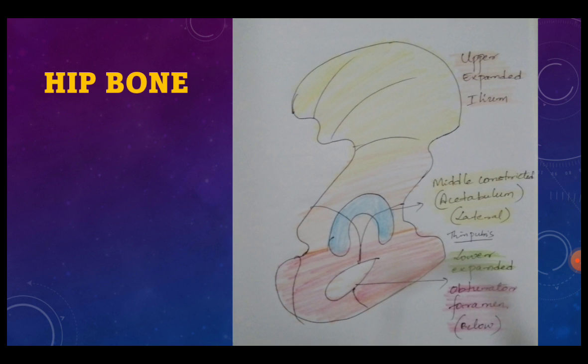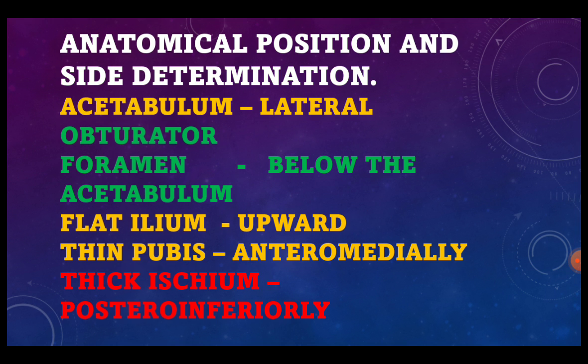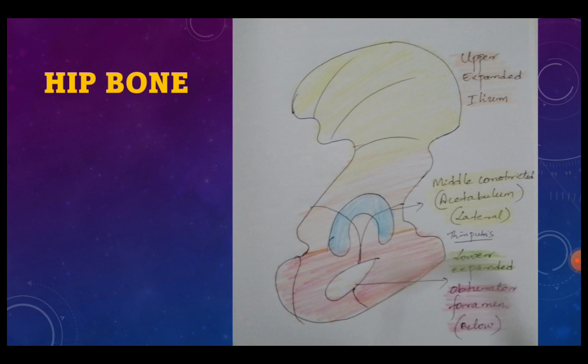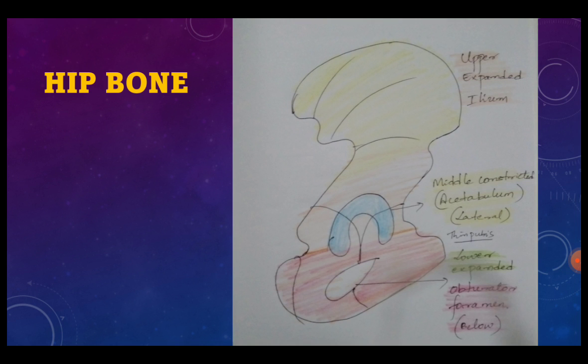And another one is the coronal plane. Pubic tubercle and anterior superior iliac spine, they should be in coronal plane, and ischial tuberosity should be in the lowest position. So there we have completed parts and anatomical position and side determination.